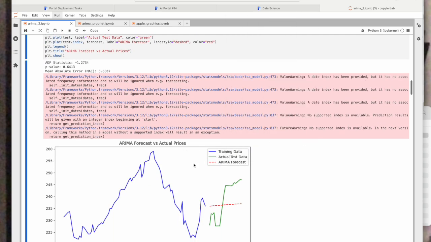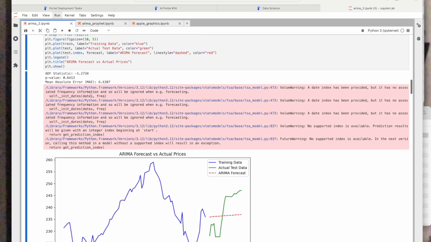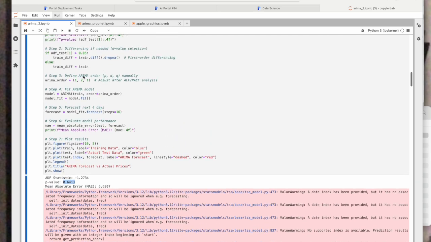But it could be that this is the correct answer, because the key here is this mean absolute error. When you use this in machine learning, this is a statistical model. It's not a machine learning model. And the p-value is very important here. But the thing with ARIMA are these 3 settings, the P, the D, and the Q.